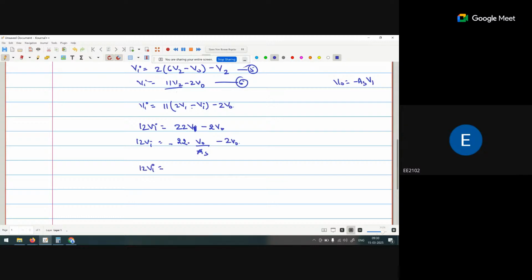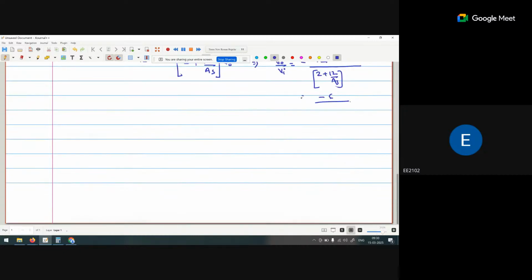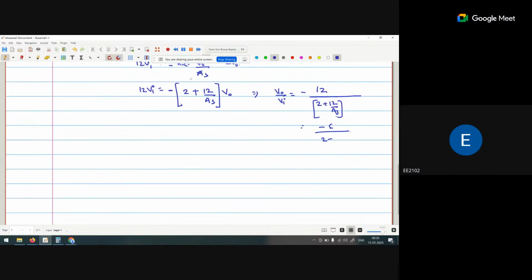So 12 Vi is equal to minus 2 plus 22 by A(s) times V naught, and V naught upon Vi is what? Minus 12 upon 2 plus 22 by A(s), or equal to minus 6 upon 1 plus 11 by A(s). Now what is the A(s)?